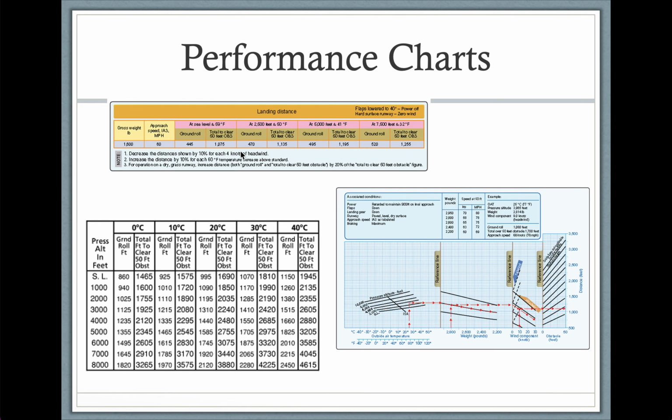Or they start giving you headwinds, and now you have to deduct 10%. Or they say the temperature is hotter than standard, and you have to start adding 10%. And then for grass runways, you have to add 20%. So the notes are pretty important. I'm going to cover that again and again on here.